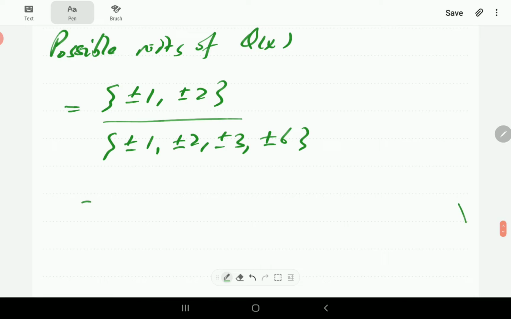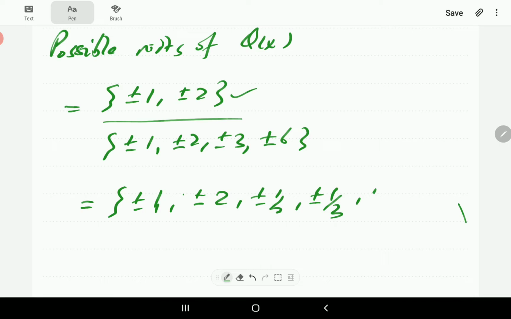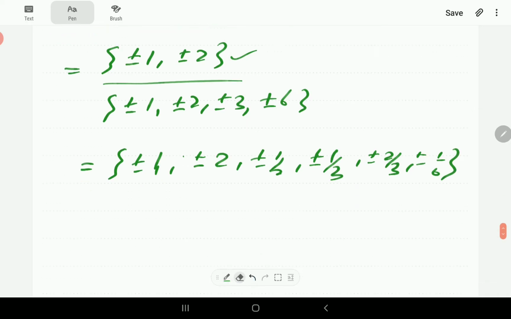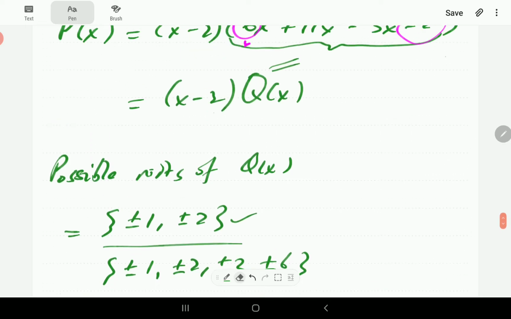Okay, then this time if we work out all the possible divisions, of course we're going to start with this set here, because that's what you get when you divide it by 1. Then after that we're going to have 1/2, 1/3, 2/3, and 1/6. So this is now going to be our set of possible roots.